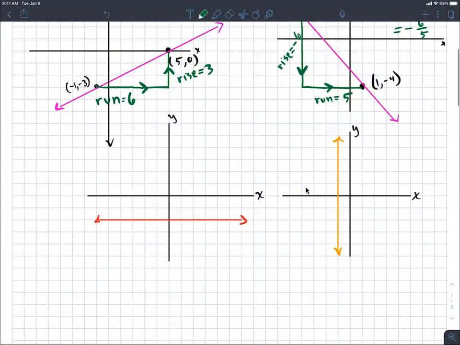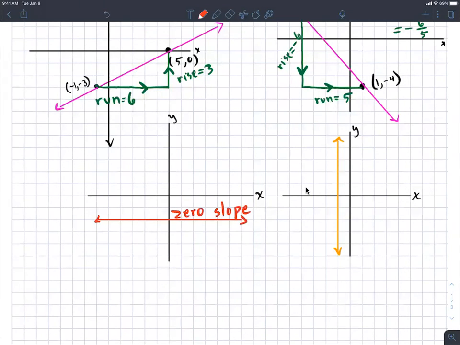Now you have 2 other types of situations here. One is where the line is horizontal, or the line is vertical. 2 more situations. Now here's what you just need to memorize, okay? Whenever you have a horizontal line, drum roll, it is a zero slope.